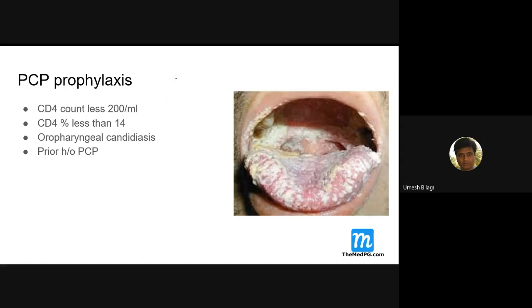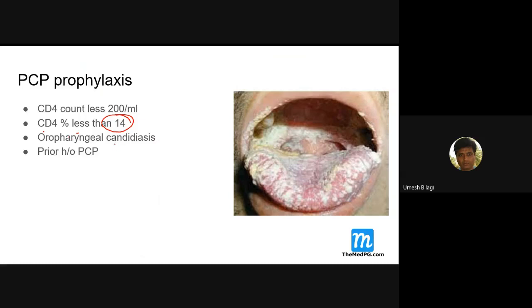So, PCP prophylaxis. What is this? If the CD4 count is less than 200, the chances of getting PCP pneumonia increase. So you advise giving them PCP prophylaxis. I'll come to what the prophylaxis is. And CD4 percentage less than 14% is one more indication.